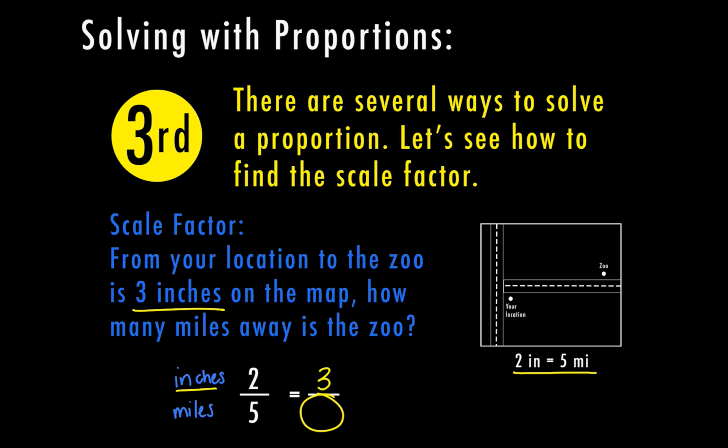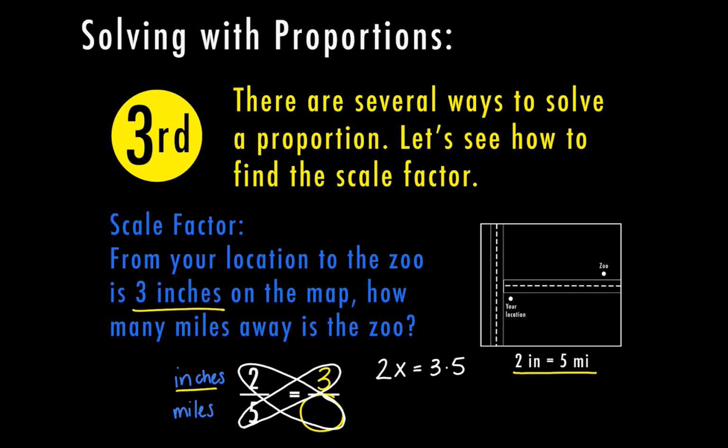Now this time we can figure out how many times 2 goes into 5, and it doesn't go in evenly. So then I'm going to look and see how many times 2 goes into 3, and it doesn't go in evenly either. So the other way that we can solve this is by cross multiplying our proportion. And when I cross multiply, I'm going to cross multiply both ways. So here I'm going to make an equation. So now I have 2 times an unknown is equal to 3 times 5.